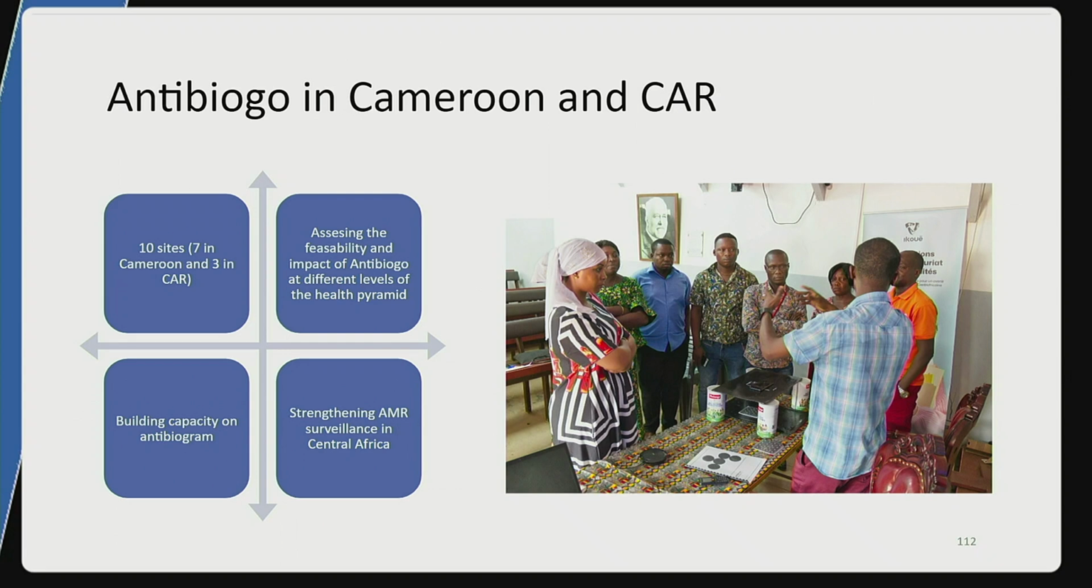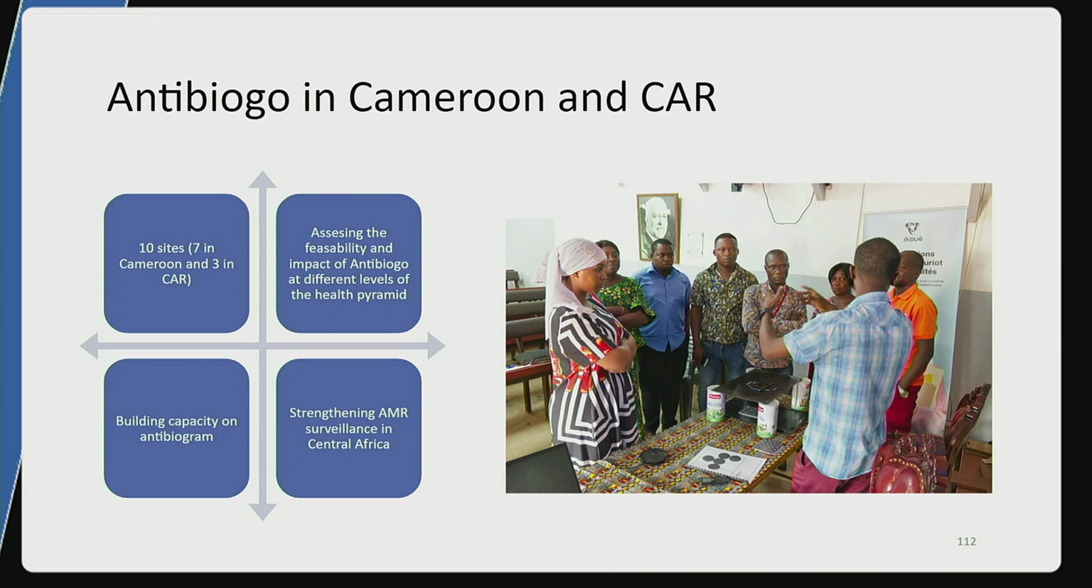So we have welcomed the project that will take place in 2 countries, 10 sites: 7 in Cameroon, 3 in CAR. We aim to kill many birds with one stone, which is Antibiogo. One is building capacity on antibiogram. From some assessments that we did in Cameroon, but also we assume in CAR, there is a low level of capacity to perform good quality antibiogram across the countries. So this will help us on building that.